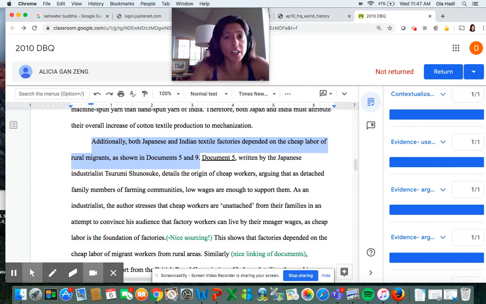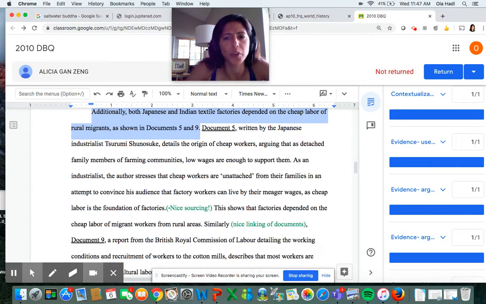So now she's going to tell me about those documents. In a perfect world, she would then use them to prove a similarity or difference, and then be sure to add outside evidence and source the documents using PHIA: purpose, historical situation, intended audience, author's point of view. Here we go. "Document 5, written by a Japanese industrialist, Tsurumi Shunusaki, details the origin of cheap workers, arguing that as attached family members of farming communities, low wages are enough to support them."